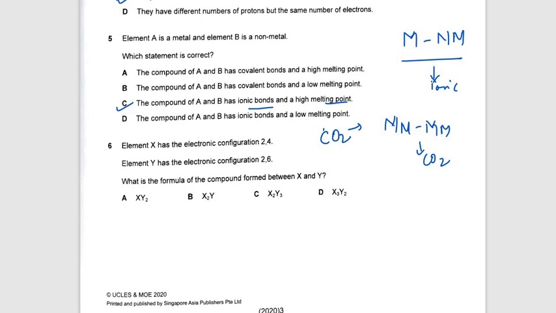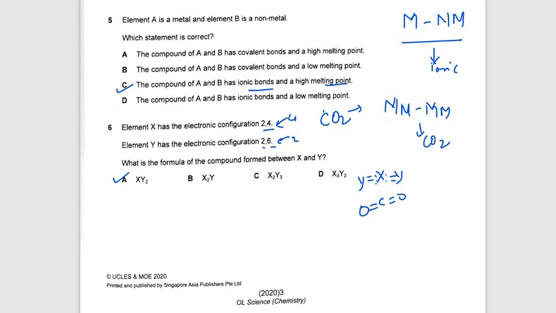Question C. The element X has electronic configuration 2 and 4. It means it requires 4 electrons to form the full valence shell. Y is 2 and 6, which means it requires 2 electrons. What is the formula of the compound formed between X and Y? So X requires 4, Y requires 2. If you put X here, Y should be here and Y should be here, so that they can exchange the 2 electrons. It has 4, and it is similar to CO2, right? So XY2 is the correct option, which is A.